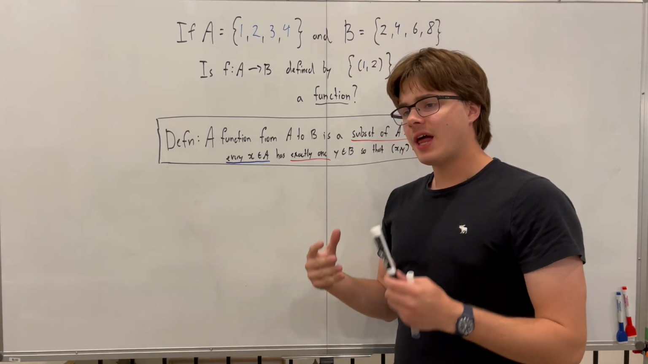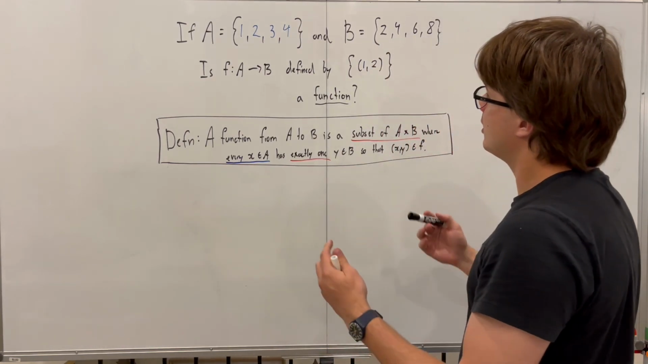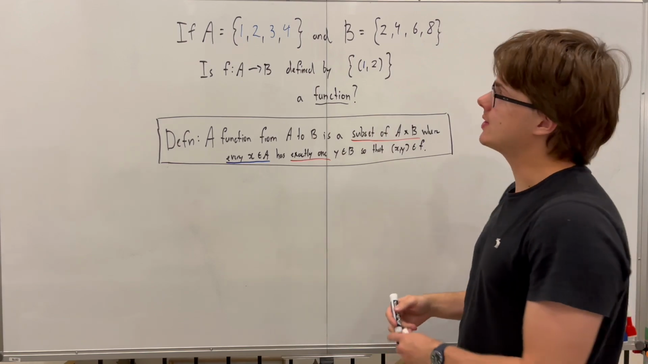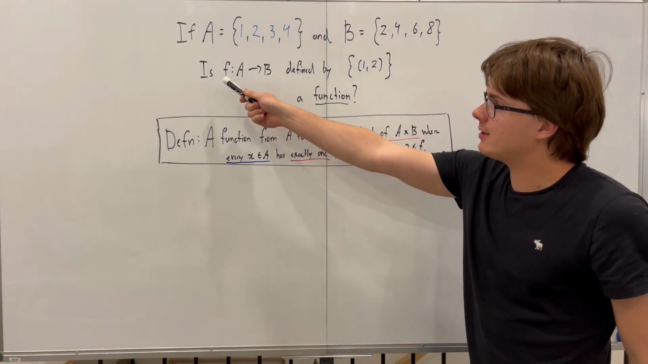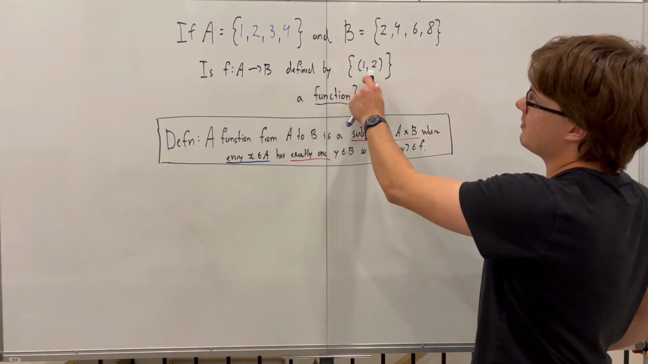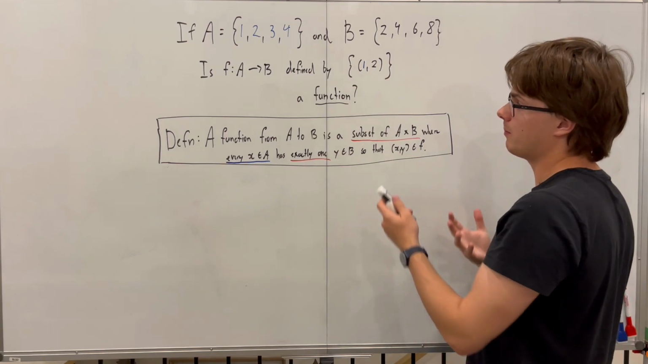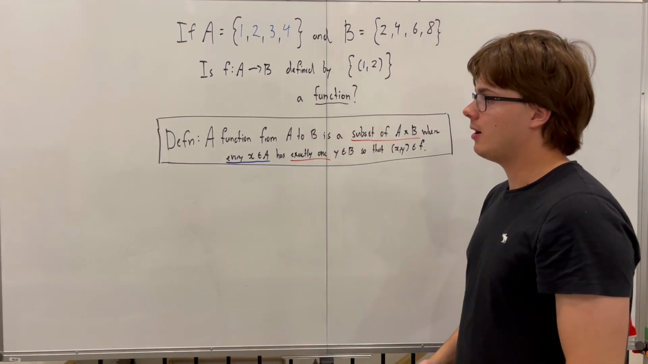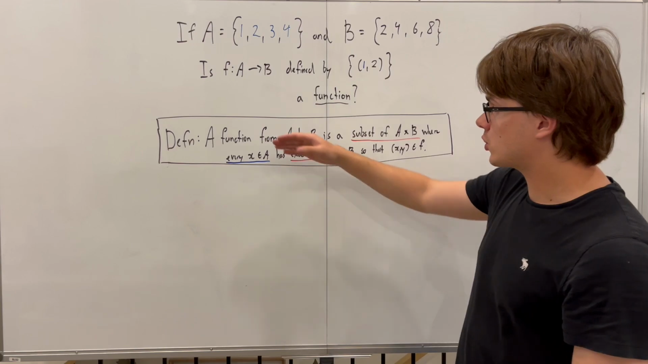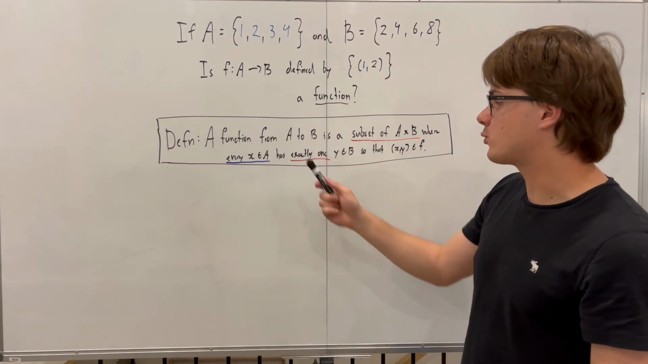Okay, let's look at our last set-related function. Given our commonly known sets A and B, if we get a function from A to B defined by this set of ordered pairs, is it a function? So how are we going to check this? We need to make sure that it fits these three underlined things.